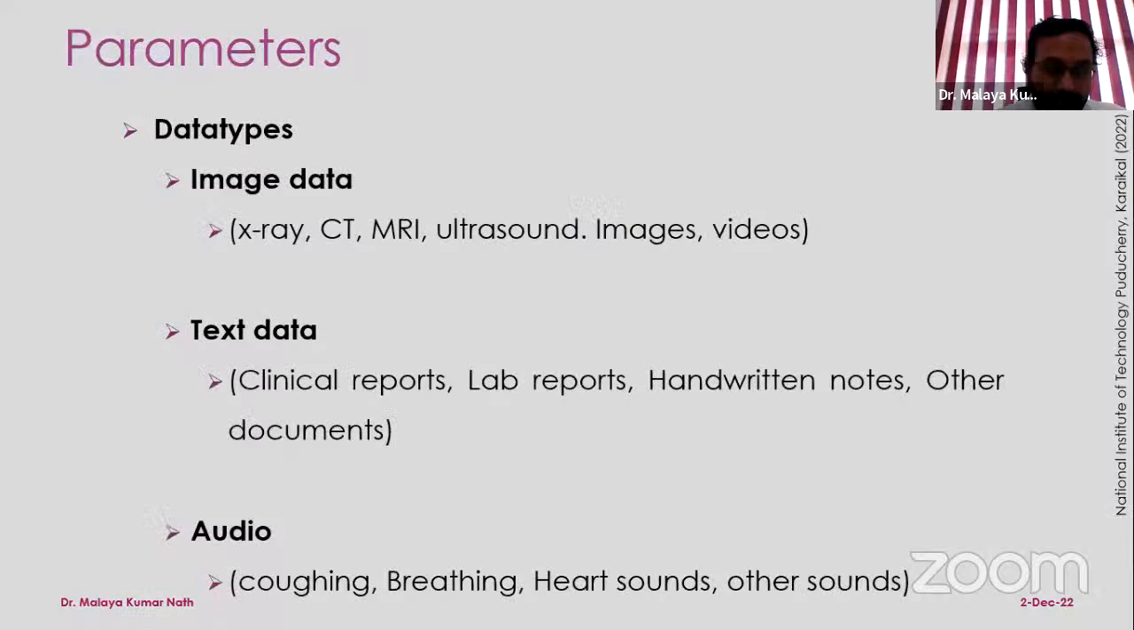Yesterday we discussed the data types used in healthcare sectors, and they are mainly classified into three categories. The data types consist of image data, which comprises X-ray, CT (computed tomography), magnetic resonance imaging, ultrasound images, videos, etc. These images are used to identify abnormalities present in different organs or tissues, or abnormalities found in the bone or other parts of our body.